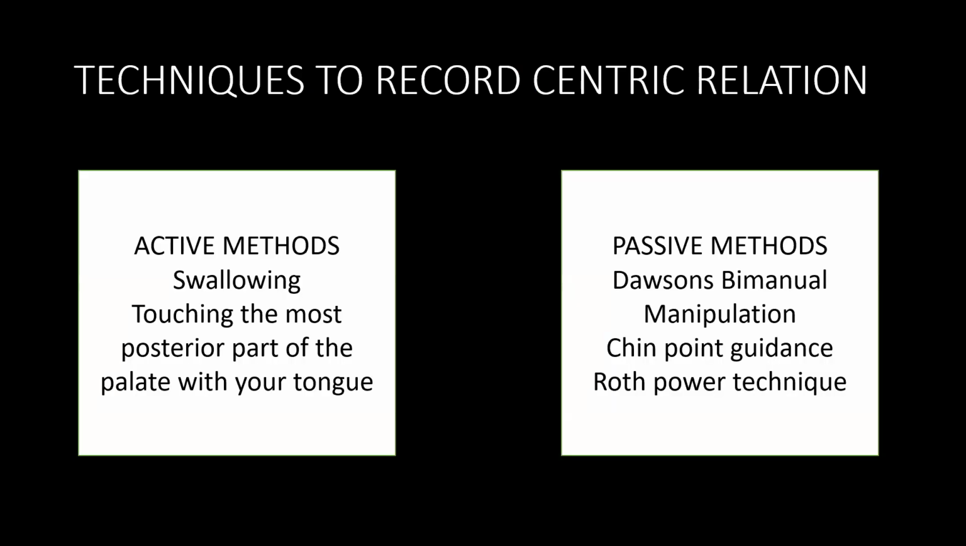Now, the techniques to record the centric relation can be classified as active methods or passive methods. The active methods are swallowing and touching the most posterior part of the palate with one's tongue, and the passive methods can be Dawson's bimanual manipulation, chin point guidance, or Rothbard technique. The most common methods that all of us use in our colleges is we ask the patient to touch the posterior most position of the palate with their tongue and close, or swallow and close.